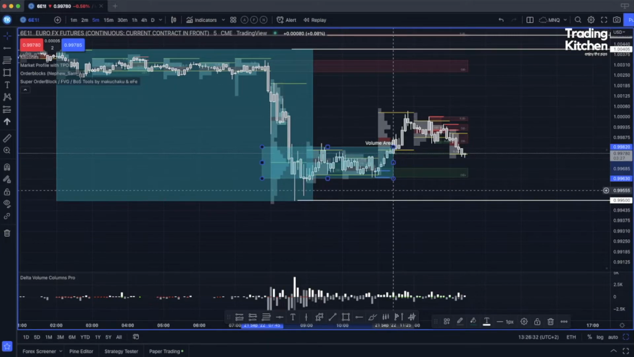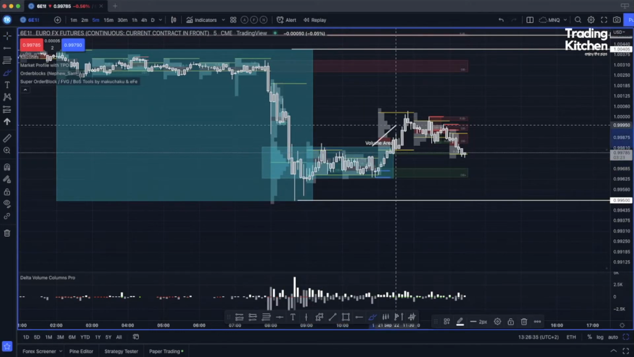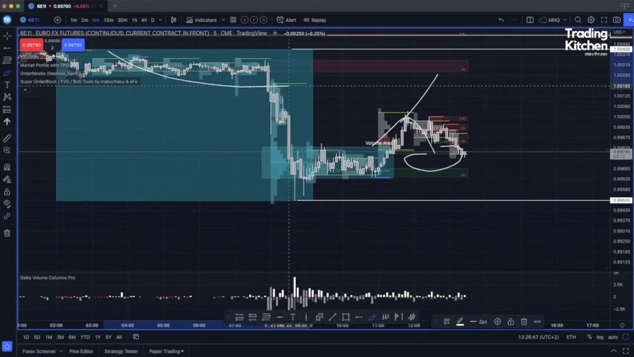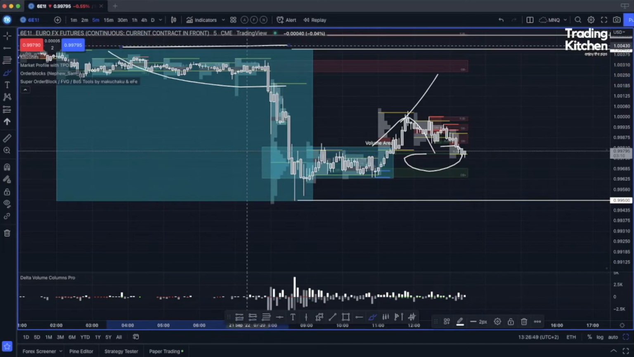And what does it mean? That it can return inside the zone or could look for a new zone. Okay, and the new zone is this one, in which we have so many TPO over here. So this is the reason why I use market profile with TPO, hourly market profile TPO.